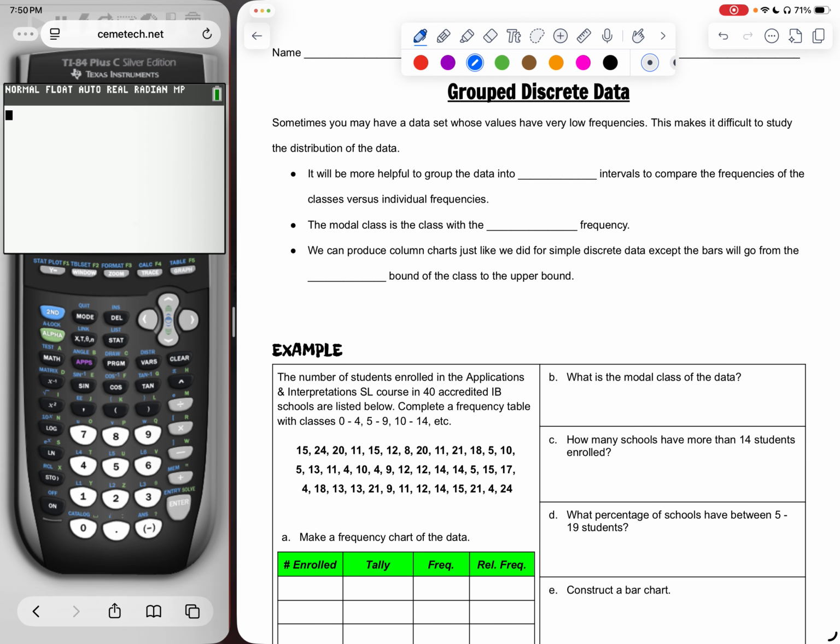So, in order to help with this, it will be more helpful to group the data into what we call class intervals to compare the frequencies of the classes versus individual frequencies. Your modal class is the class with the most frequency or the highest frequency, meaning it's going to be represented the most. We can produce column charts just like we did for simple discrete data, except the bars will go from the lower bound of the class to the upper bound of the class.